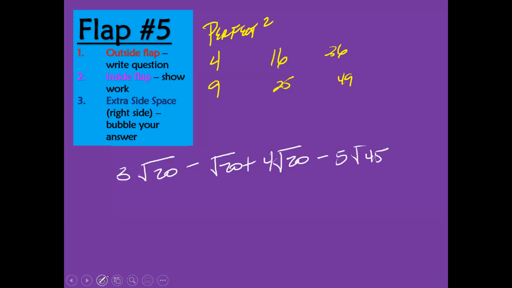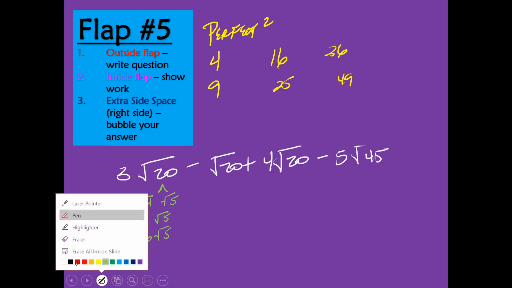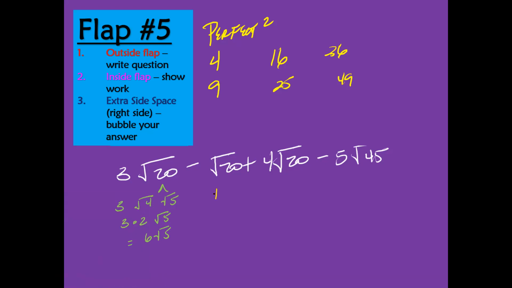Okay, number 5. So for number 5, we're going to do a little bit of simplifying. You know that the square root of 20 is the same thing as square root of 4 and the square root of 5, which is 3 times 2 square root of 5, which is 6 square root of 5 for the first answer. Your second answer over here, you have square root of 4 times square root of 5, which is the same thing as 2 square root of 5. So minus 2 square root of 5.